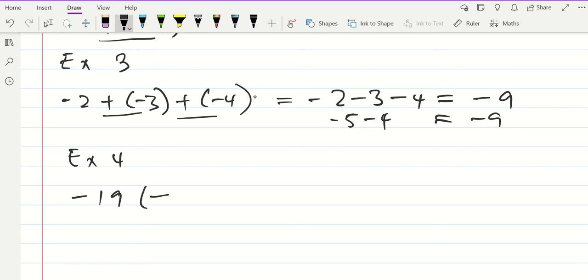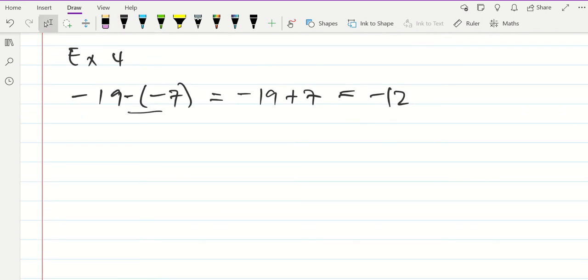Negative 19 minus negative 7. So remember, if you have a negative and a negative multiplying each other, they change to a positive. So this becomes negative 19 plus 7. And on the number line, if you're adding, it means you move to the right. If you move 7 steps to the right from negative 19, you're going to land at negative 12. So that was our example number 4. So let's proceed to example number 5.